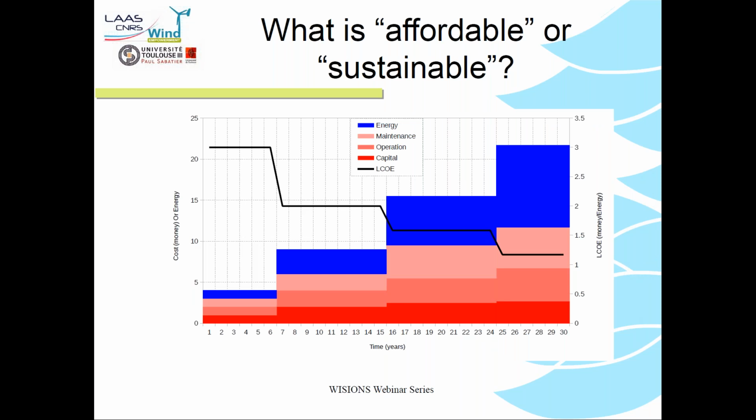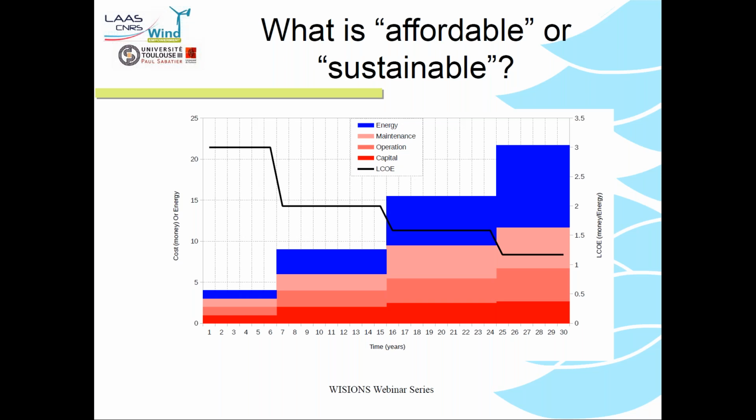Here you have a graph, red and blue. Blue is the energy production, energy produced, and red is cost. Cost being maintenance cost, operational cost, or capital cost. And the black line is the levelized cost of energy. What this graph shows us, this is a theoretical graph. It's not a real data graph.